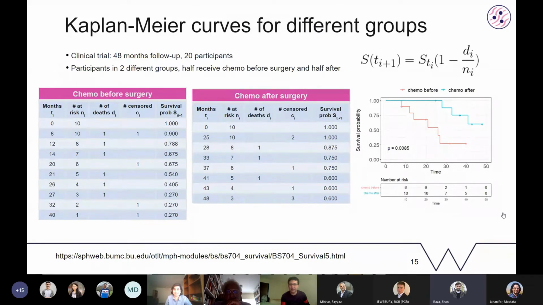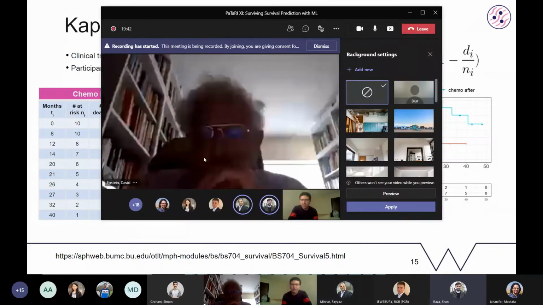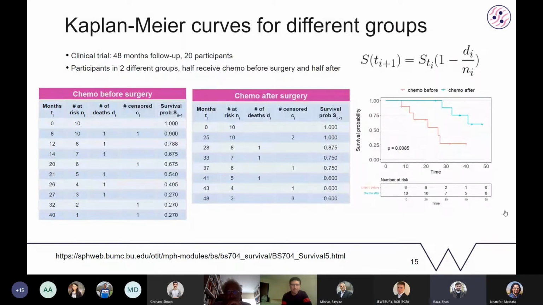I was looking at number at risk and number of deaths. So if there is one death, then how can the number at risk still remain the same? Repeat your question, Shan. So these two columns, number at risk and number of deaths. You have number at risk equal to 10 still, but you have number of deaths equal to 1.